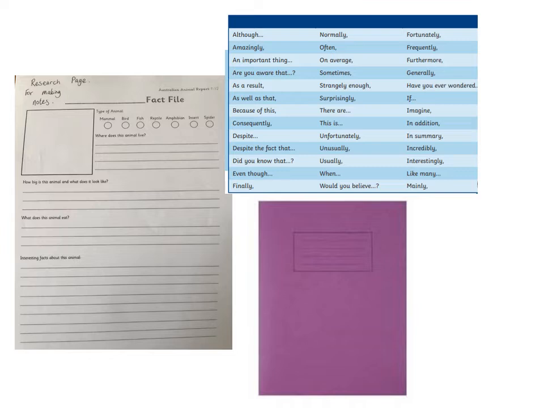For today's lesson you are going to need your planning sheet, the sheet that you use to plan your fact file. This has all the information about your chosen animal that you're going to be writing about today. You're also going to need your sentence starter sheet, and then finally your purple book, because you're going to be writing straight into your book today.